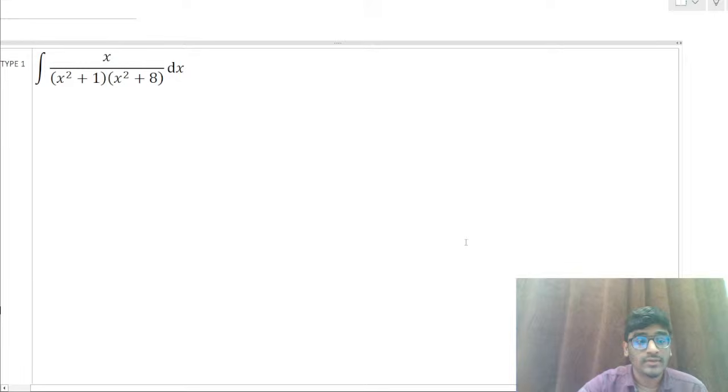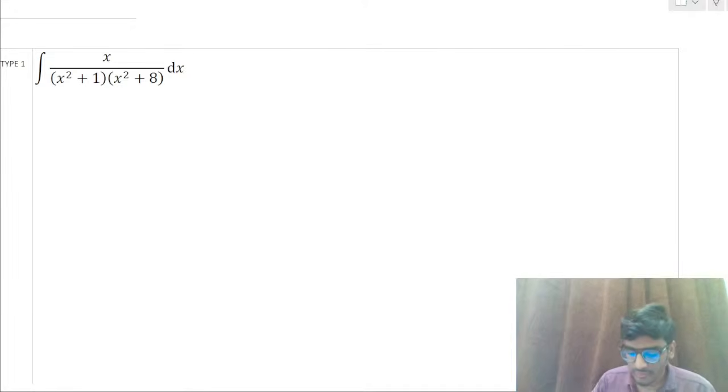As my screen is visible to all, the first type of question is this integral, where the integrand is x upon (x square plus 1)(x square plus 8). Let me check the voice.